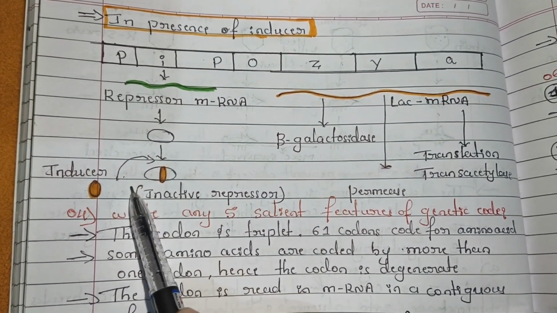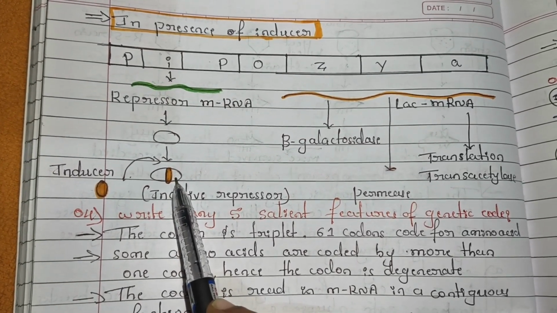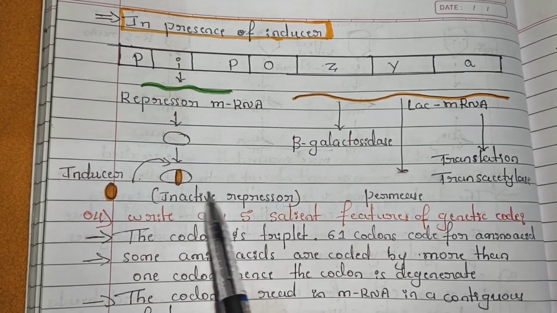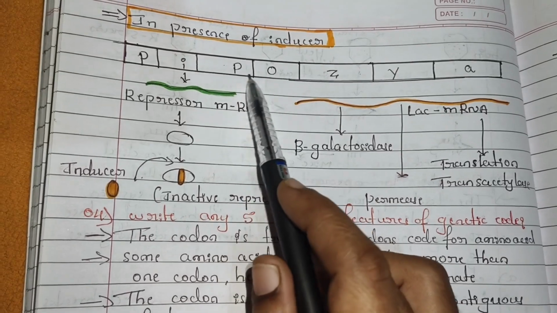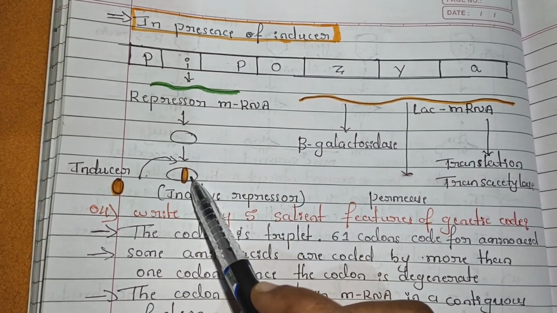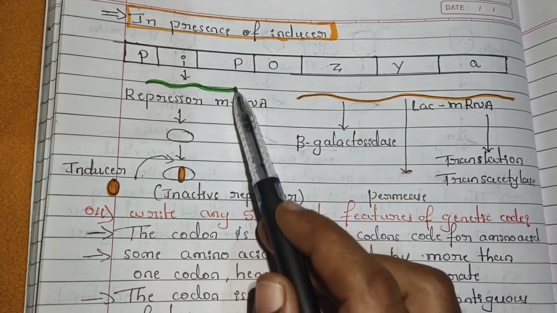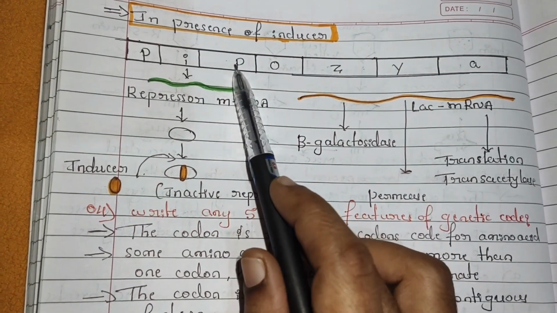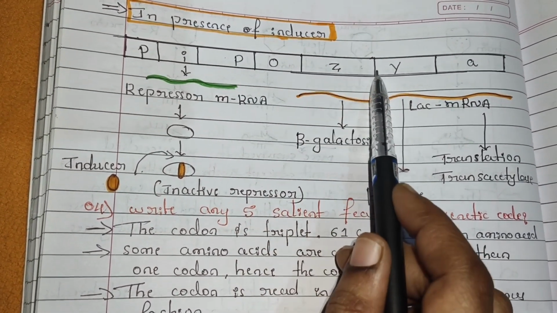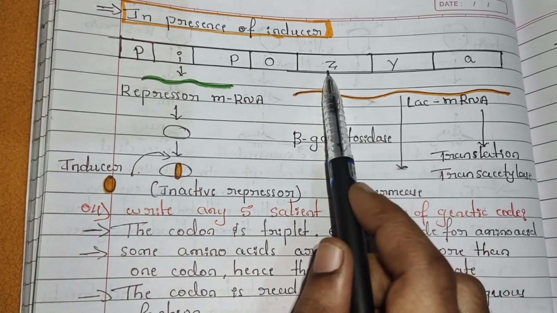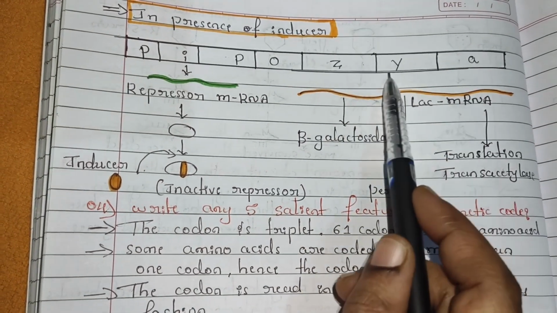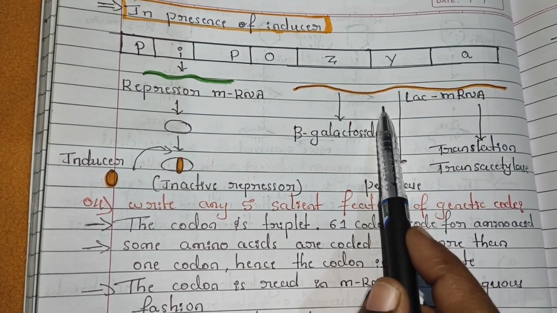And in E. coli they have lactose, which binds to the repressor and makes it inactive. After that there is no blockage, because the repressor is locked by lactose. The RNA polymerase starts moving towards the structural genes, reads the structural genes, that is Z, Y, A, and transcribes the mRNA.